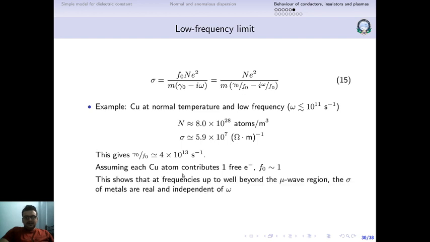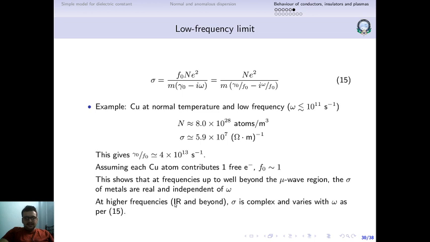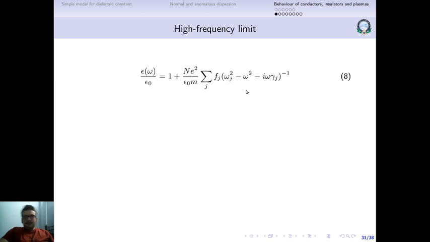So frequencies up to this correspond to the microwave region. For frequencies well up to and beyond the microwave region, the conductivity of metals is real and independent of omega. Real and independent of omega means the current will be in phase with the fields. But beyond the infrared and higher frequencies, sigma is going to be complex, because these two quantities will be comparable, and it is going to vary with omega as per equation number 15. Now let's have a look at the high frequency limit.